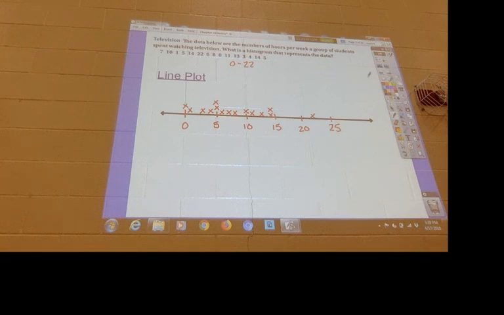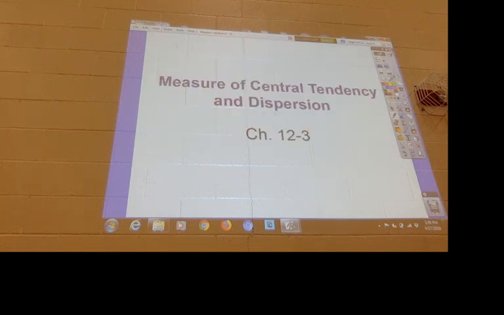So, we have a frequency table, a histogram, and a line plot. That is all covered in 12-2. So, I'm done with 12-2. That was the quickest lesson I've ever heard. I'm pretty sure I taught y'all several 8th grade lessons in one day. That was in a good 5 minutes. Yeah, that was.